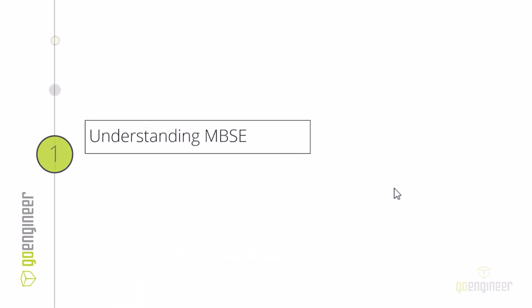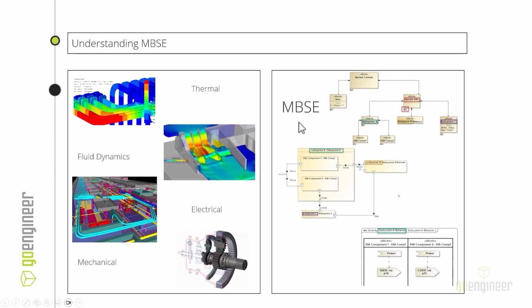So starting out with understanding MBSE. First we should discuss that a lot of other disciplines already have modeling software that they use, whether it be thermal, fluid dynamics, electrical, or mechanical. They all serve a purpose of developing and really understanding systems before they get into the physical build process, and really doing a lot of gap identification and understanding if all the requirements of the system are being met. And this is the same purpose of model-based systems engineering.